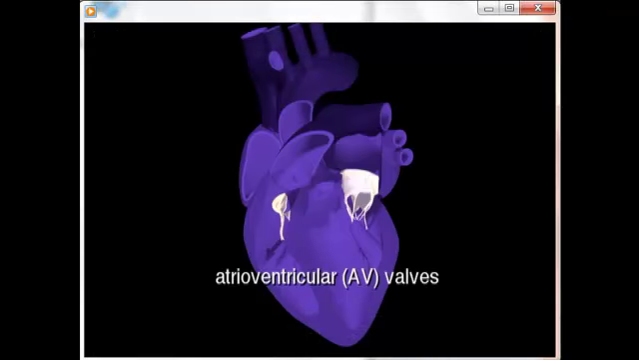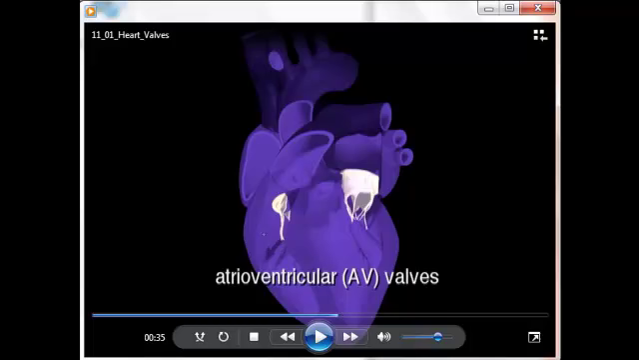As these valves are opening and closing as our heart is pumping, that's part of the sound that we're hearing. We have first what are called atrioventricular valves. We have two of these, and these are located between, if you look at the word, between the atria and the ventricles, and that's where they get their name. So they're called the AV valves.